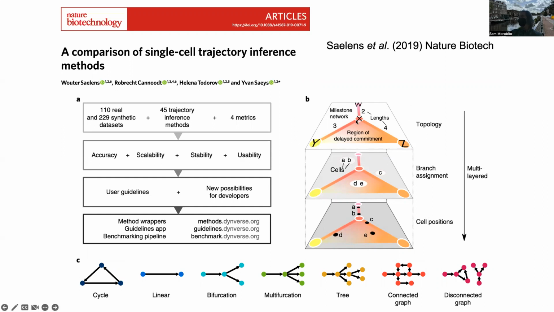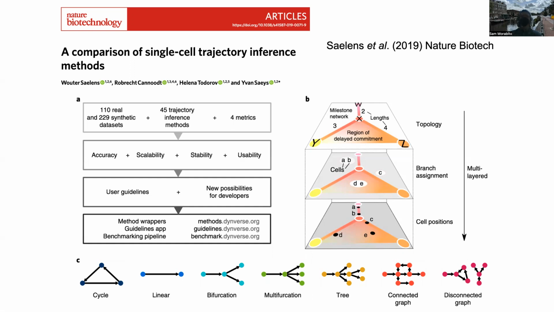They have some idea of, in their data sets, an expectation of which cells should be connected to which ones, and they're grading the methods based on accuracy and how well they scale to larger data sets, as well as usability of the package. Is the package documented? Is it maintained? Is it hard to install? They account for all these things.